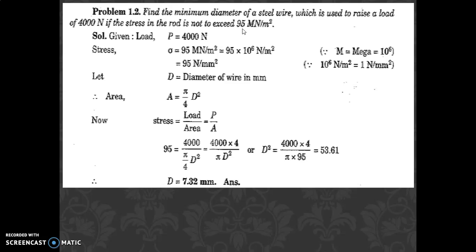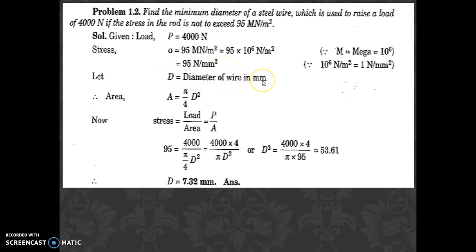Already we know that megapascal, we can convert that into Pascal. If we convert that into Pascal, this will become 95 into 10 raised to 6 Pascal. But as we are trying to take all the values of the stress in megapascal, that's why we will keep it as it is. So 95 megapascal is nothing but 95 Newton per mm square. Already that relationship we have seen, that megapascal indicates Newton per mm square. So stress is given as 95 Newton per mm square.